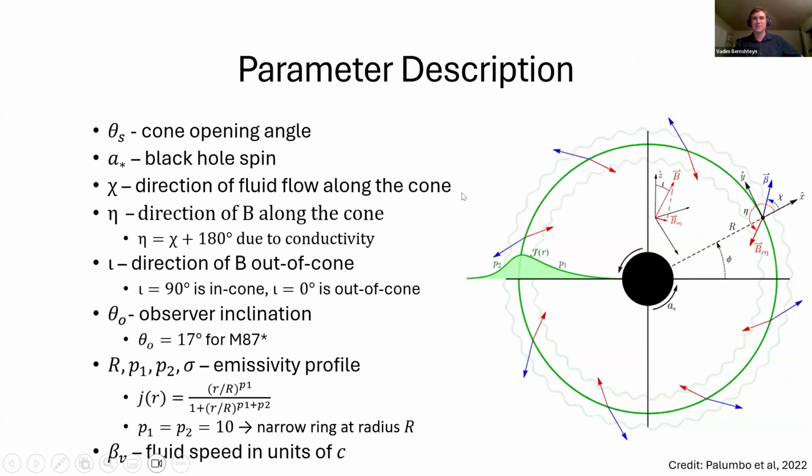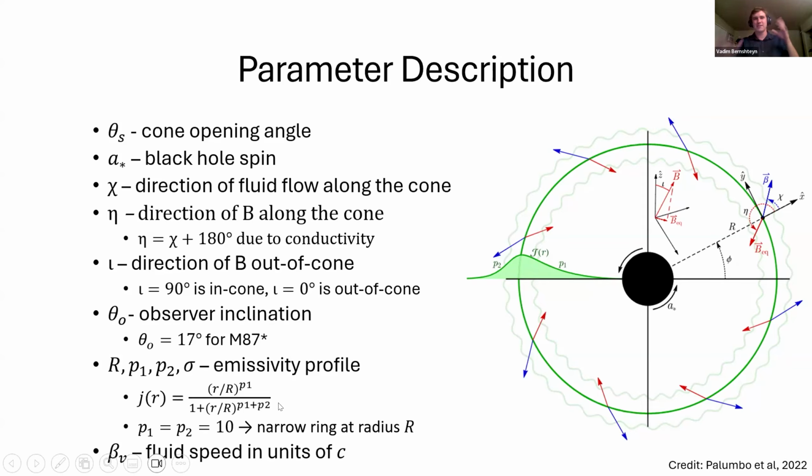This is a more detailed description of all of the parameters of the model. I think there are 12 of them. I don't want to go into every single one, but the main things we're looking at are the cone opening angle, the black hole spin, and the orientation of the magnetic field. The two angles are the magnetic field along the surface of the cone and out of the surface of the cone. We fix the observer inclination at 17 degrees, which is a reasonable assumption for M87. We don't explore that parameter to make our life simpler.